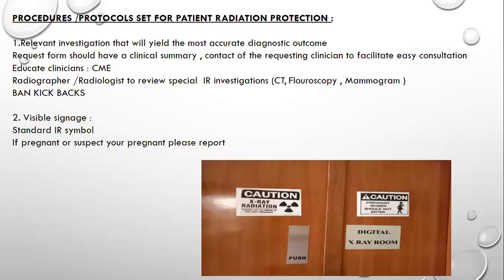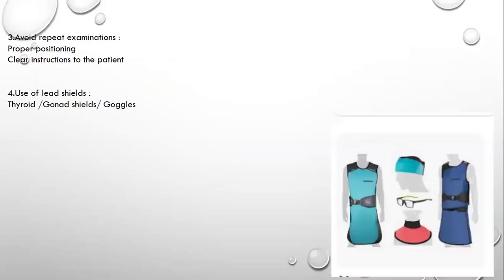So once the request form has been taken and it has been cleared, there's a lot of visible signage within departments which patients are privy to. So here we have, for example, the universal sign for radiation saying, "Be careful." All pregnant women are asked to reveal if they are pregnant, or if they suspect they are pregnant, they should alert the radiographer.